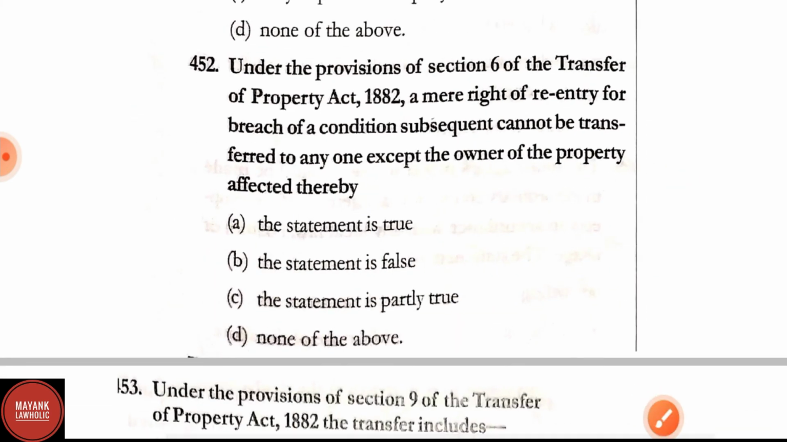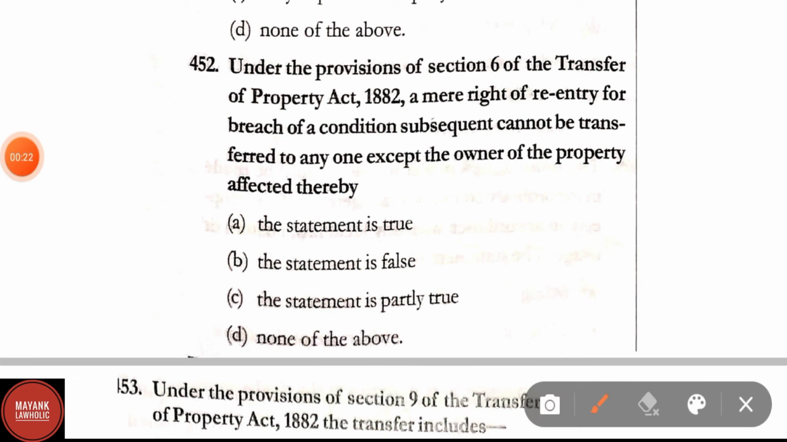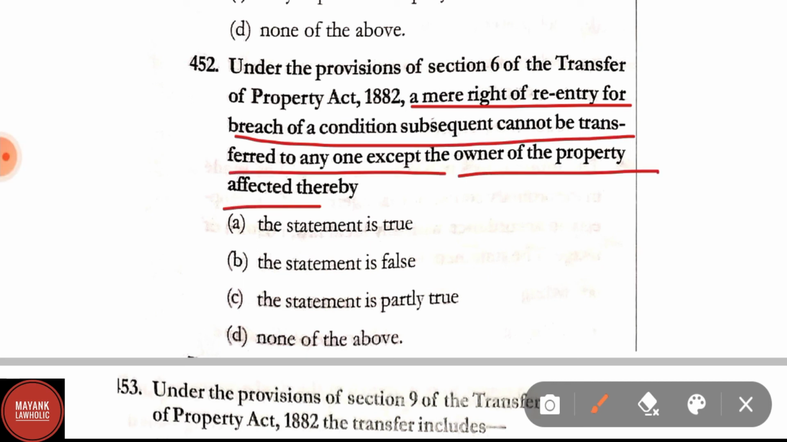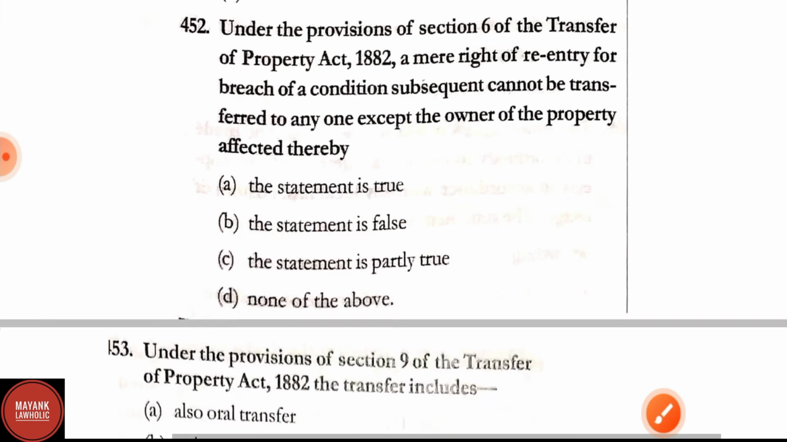Question number 452. Under the provisions of Section 6 of Transfer of Property Act, a mere right of re-entry for breach of a condition subsequent cannot be transferred to anyone except the owner of the property affected thereby. Option A, the statement is true. Option B, the statement is false. Option C, the statement is partly true, and option D, none of the above. Here correct answer is option A, the statement is true.